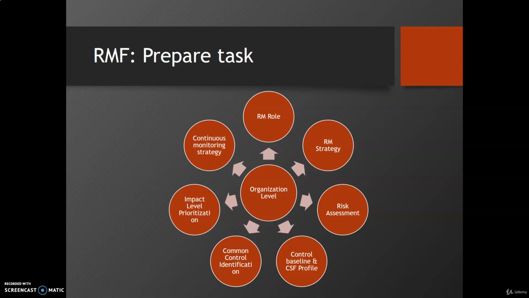So now our last step is continuous monitoring strategy. What it talks about is developing and implementing organization-wide strategies for continuous monitoring of control effectiveness. An effective aspect of risk management is the ability to monitor the security and privacy posture across the organization and the effectiveness of the controls implemented within or inherited by the organization's systems on an ongoing basis.